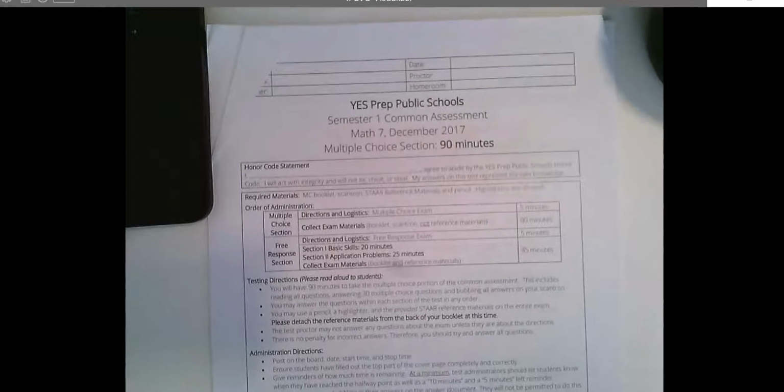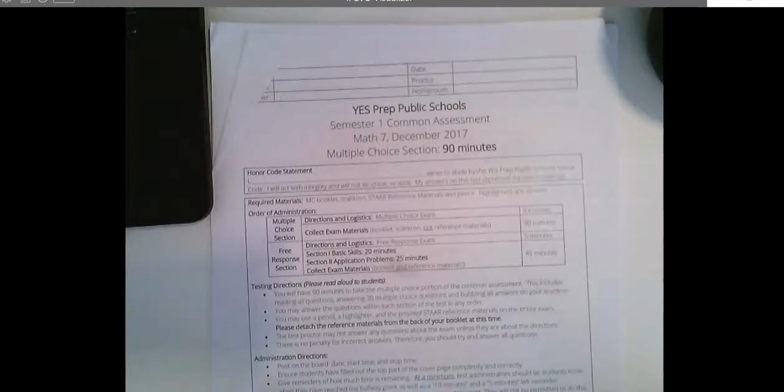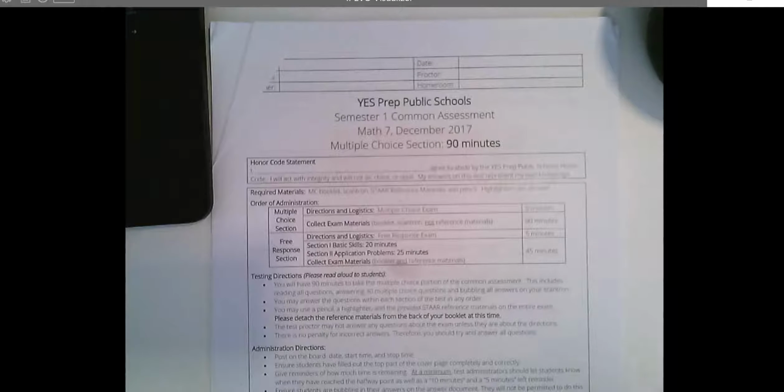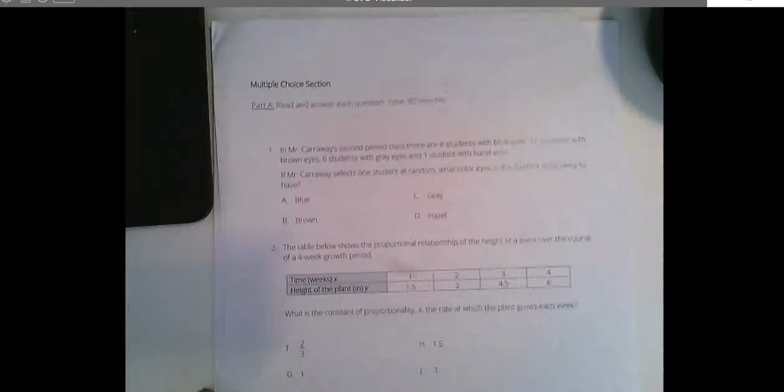Alright, we are going to go through the multiple choice section of the 2017-2018 Math 7 Common Assessment. So I'm going to go through, solve the problems, give some explanation, and share the answers. Alright, number 1. In Mr.